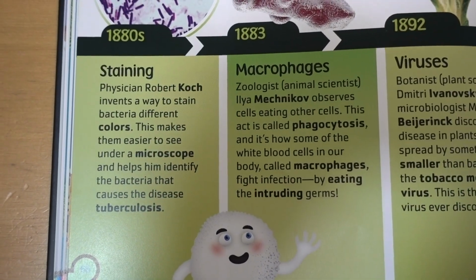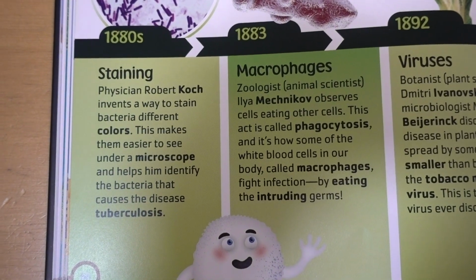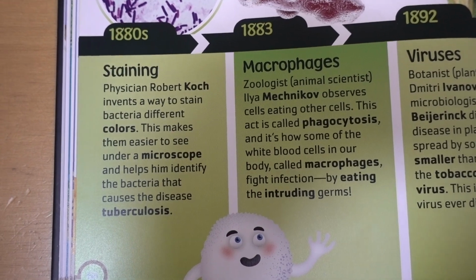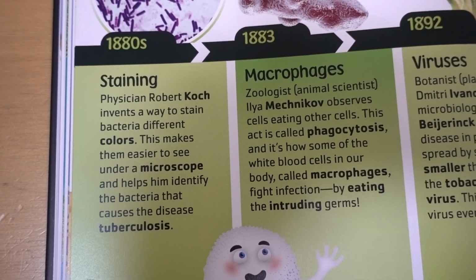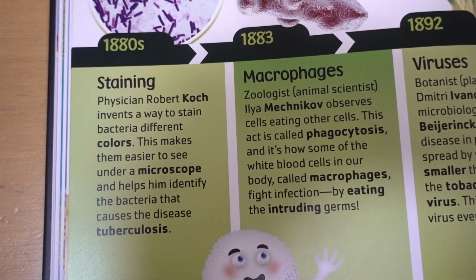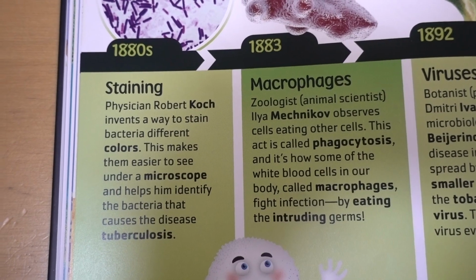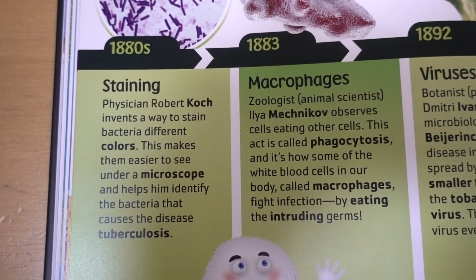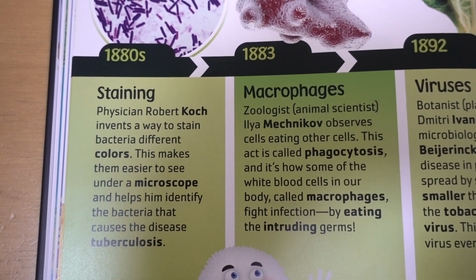1880s. Staining. Physician Robert Koch invents a way to stain bacteria different colors. This makes them easier to see under a microscope and helps him identify the bacteria that causes the disease, tuberculosis.